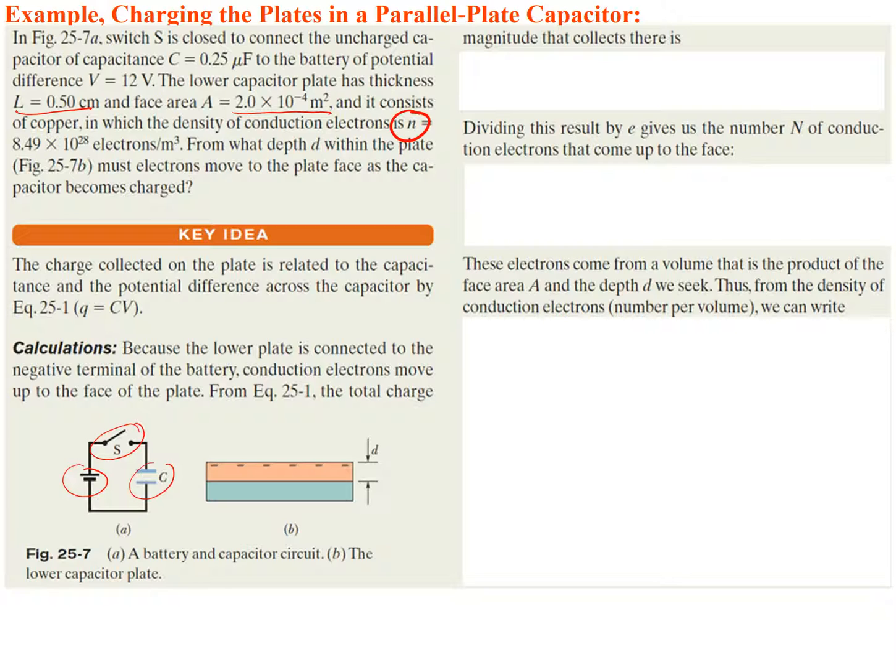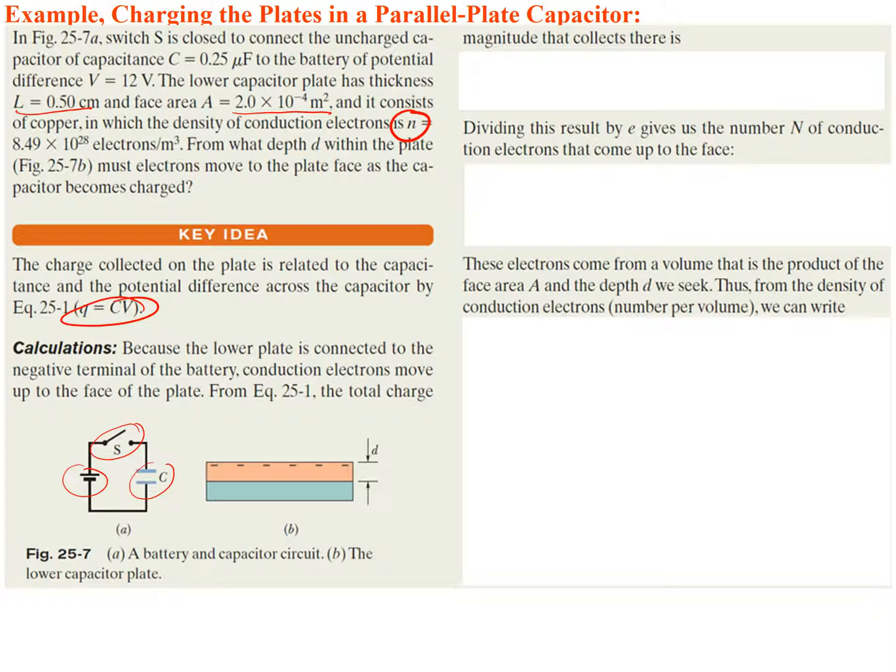From what depth d within the plate must electrons move to the plate face as the capacitor becomes charged? Okay, so the charge collected on the plate is related to the capacitance and the potential difference across that capacitor by the equation Q equals CV. Because the lower plate is connected to the negative terminal of the battery, conduction electrons are going to move up to the face of the plate.